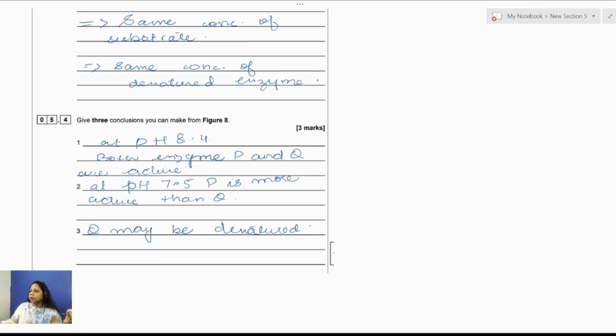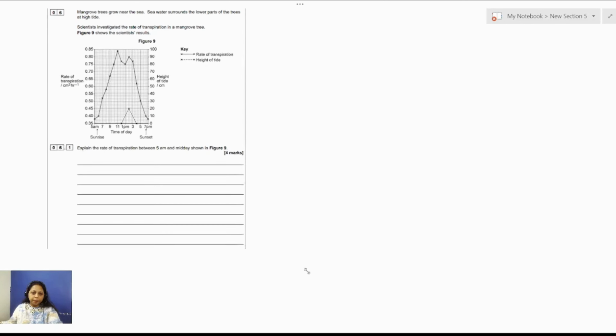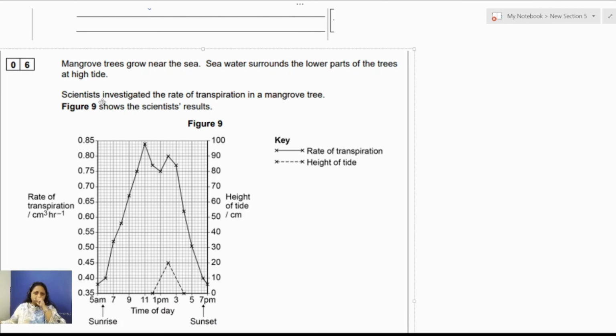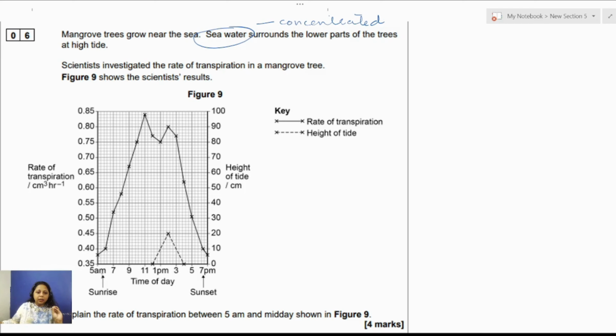The next question is again a graph, and they're asking about the transpiration rate. Let's first of all have a look at the graph. What is this graph telling? Mangrove trees grow near the sea. Seawater surrounds the lower part of the tree. First of all, this solution would be concentrated as it would have more salt. Scientists investigated the rate of transpiration in a mangrove tree.